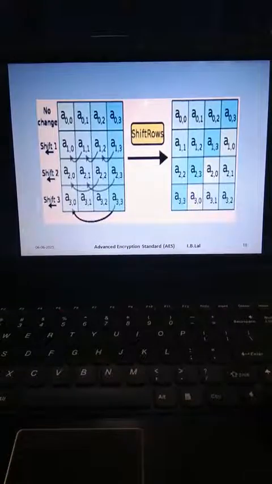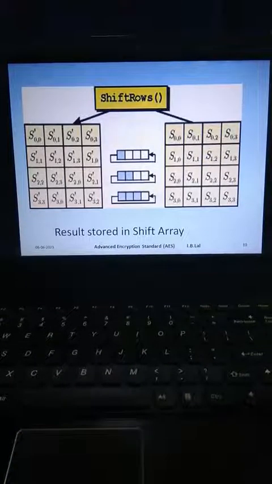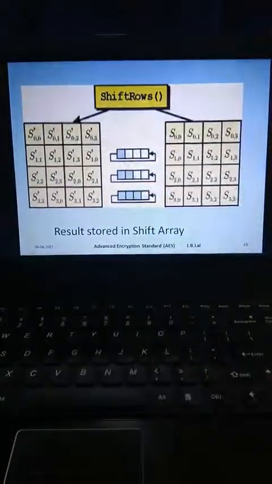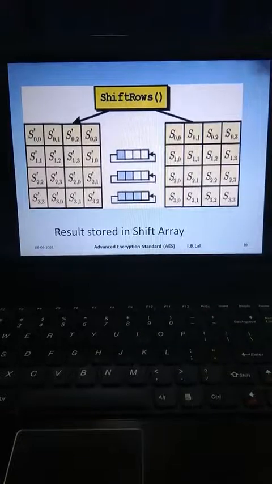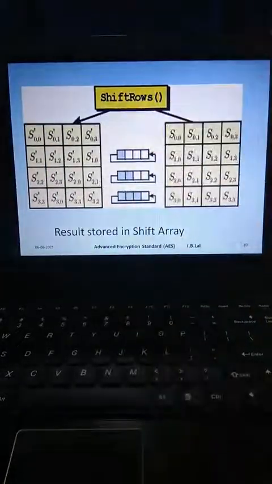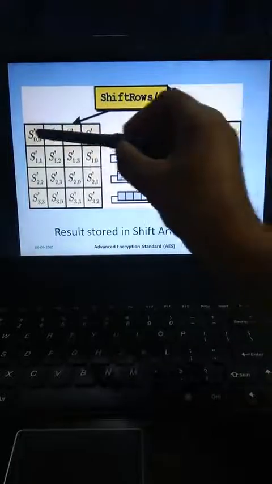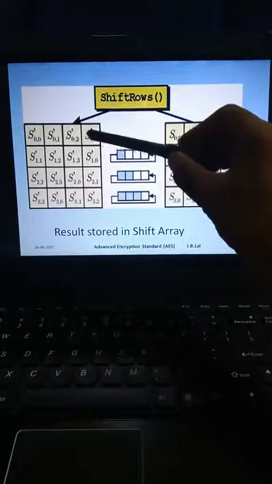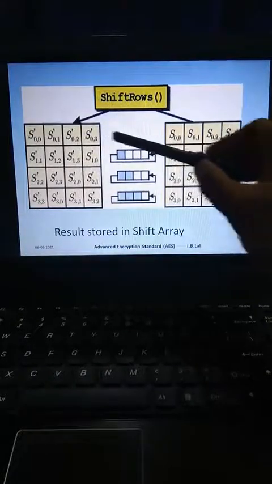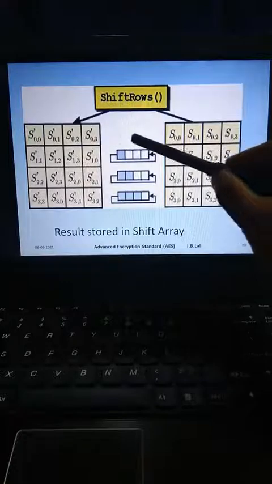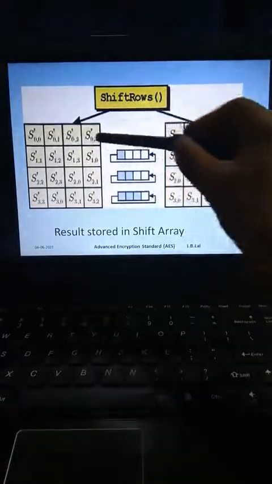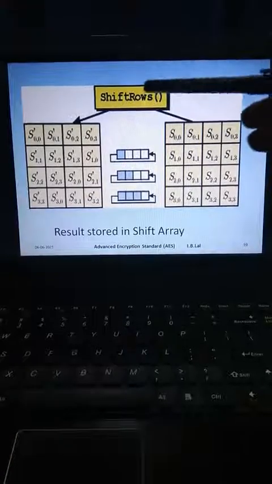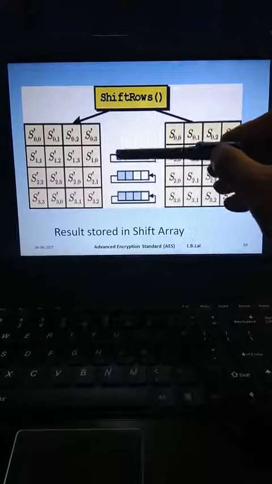So now we can see here. Say this is the output from S box. Now this is S00, S01, S02, S03, and this is the 0th row. No bit would be shifted. So here we find the similar result as it is, S00, S01, S02, S03. Now this is row 1. In row 1 we have to shift 1 bit.